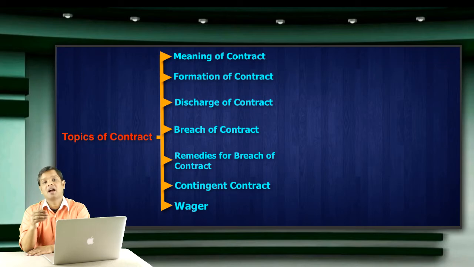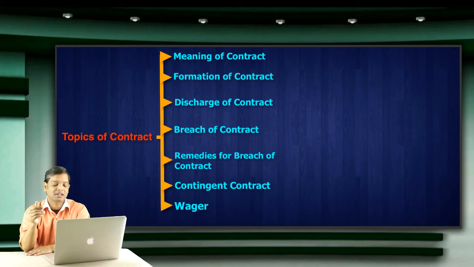The third aspect of the contract that we have discussed is discharge of contract. What are the possible means through which a contract can be discharged? Okay. The next chapter that we have discussed under the contract law is breach of contract. So what is the meaning of breach of contract? What is the remedy if someone breaches? So all these aspects we have discussed under the heading breach of contract.